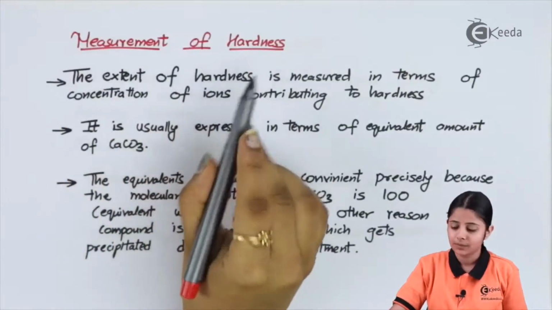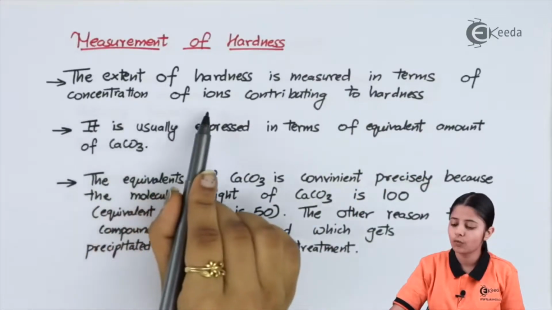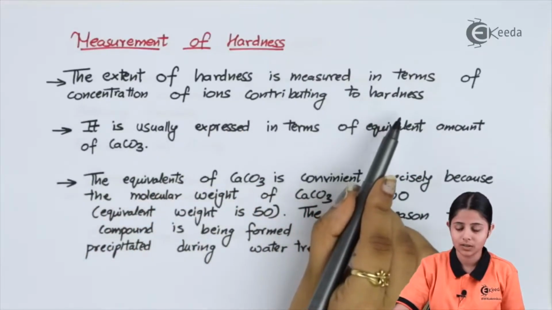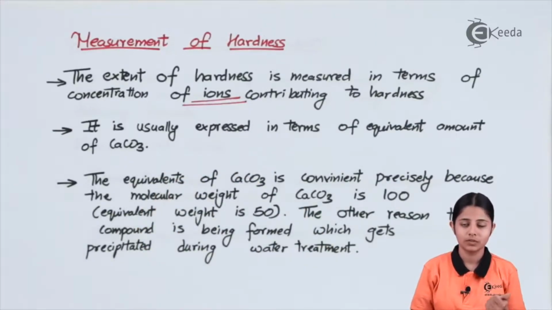Measurement of hardness. The extent of hardness is measured in terms of concentration of ions contributing to the hardness. Now over here when I talk about ions, I talk about two ions, positively charged ions and negatively charged ions. Mostly water is classified into two forms, temporary hard water and permanent hard water. The temporary hard water consists of calcium and magnesium carbonates and bicarbonates. The permanent hard water consists of calcium and magnesium chlorides and sulfates.